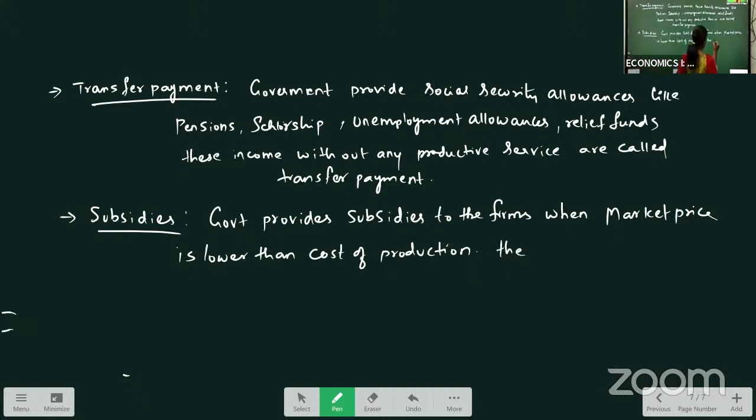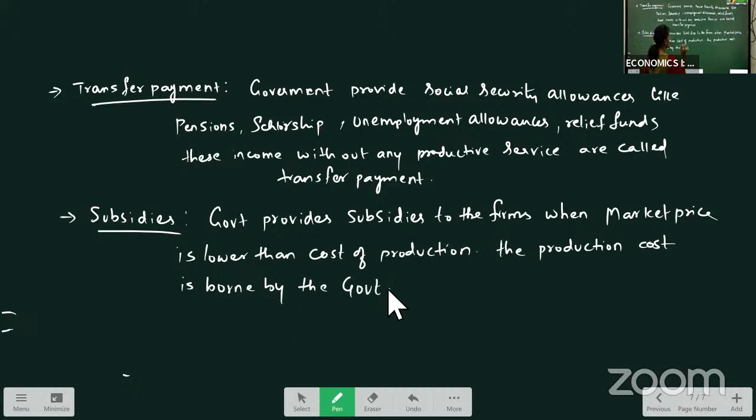So the production cost is borne by the government. These are called subsidies. Okay, so subsidies is done. Next one you have CSO, that is Central Statistical Organization.